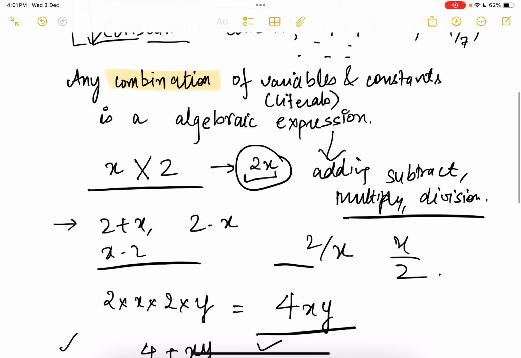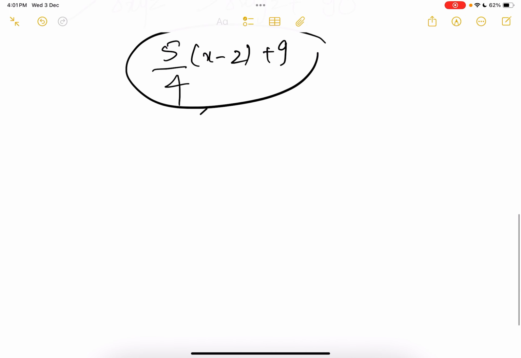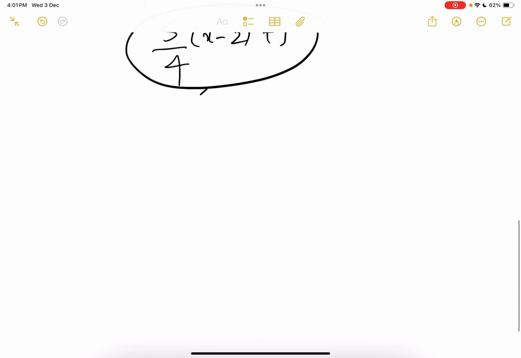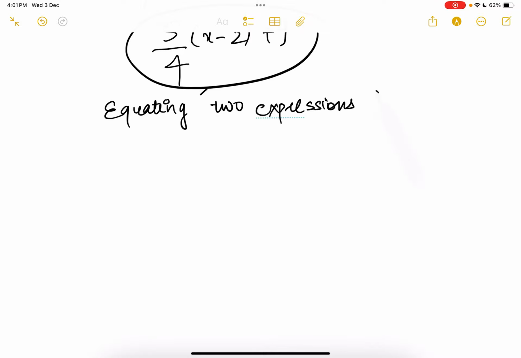So next we'll be talking about equations. Now you know what expressions are. When you equate two expressions, it forms an equation.